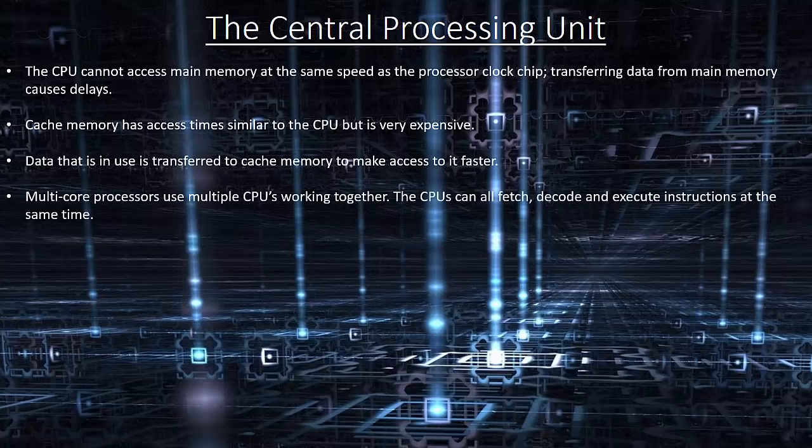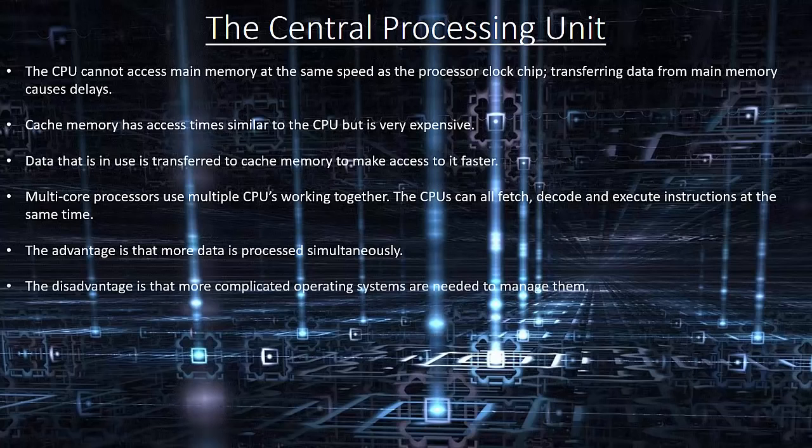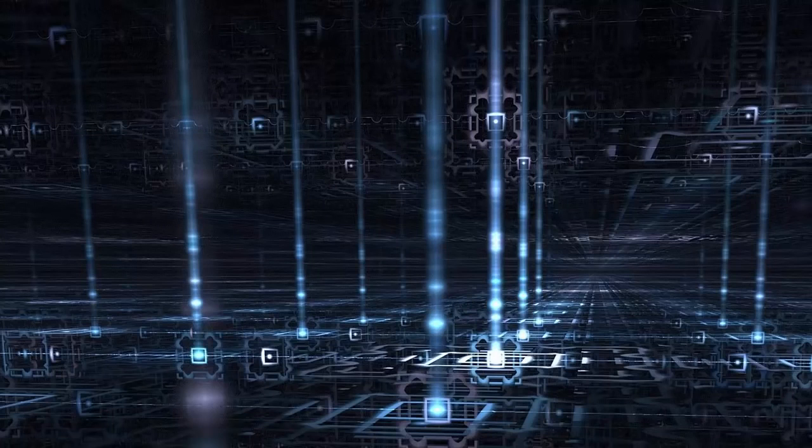Multi-core processors use multiple CPUs working together. The CPUs can all fetch, decode, and execute instructions at the same time. The advantage is that more data is processed simultaneously. The disadvantage is that more complicated operating systems are needed to manage them. Memory.